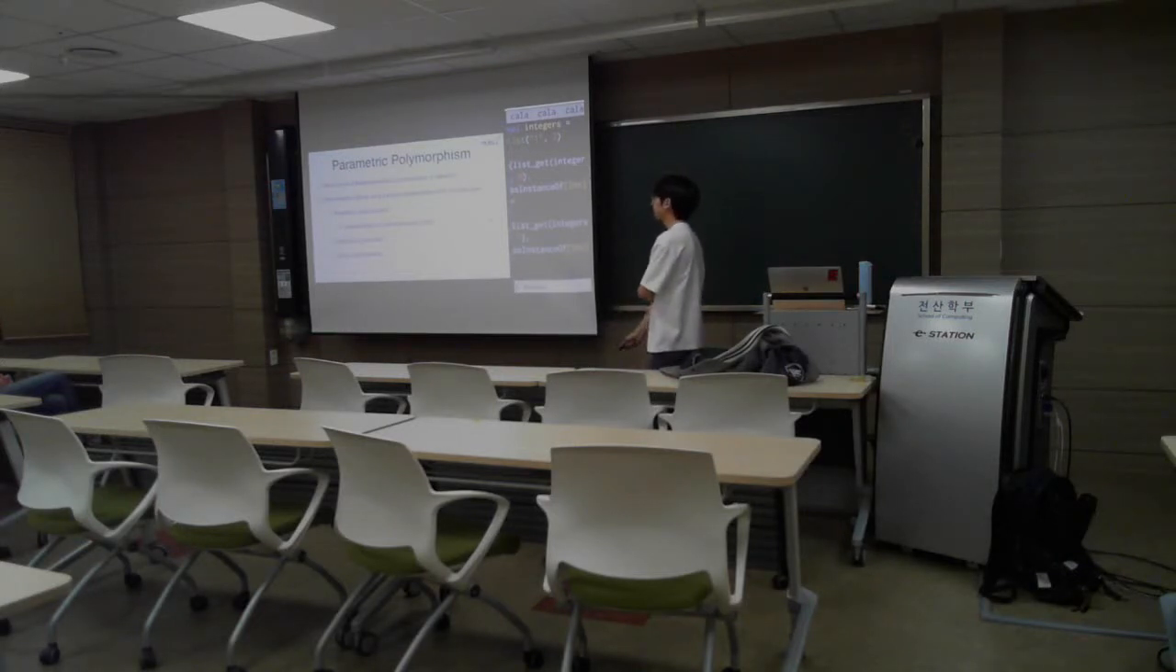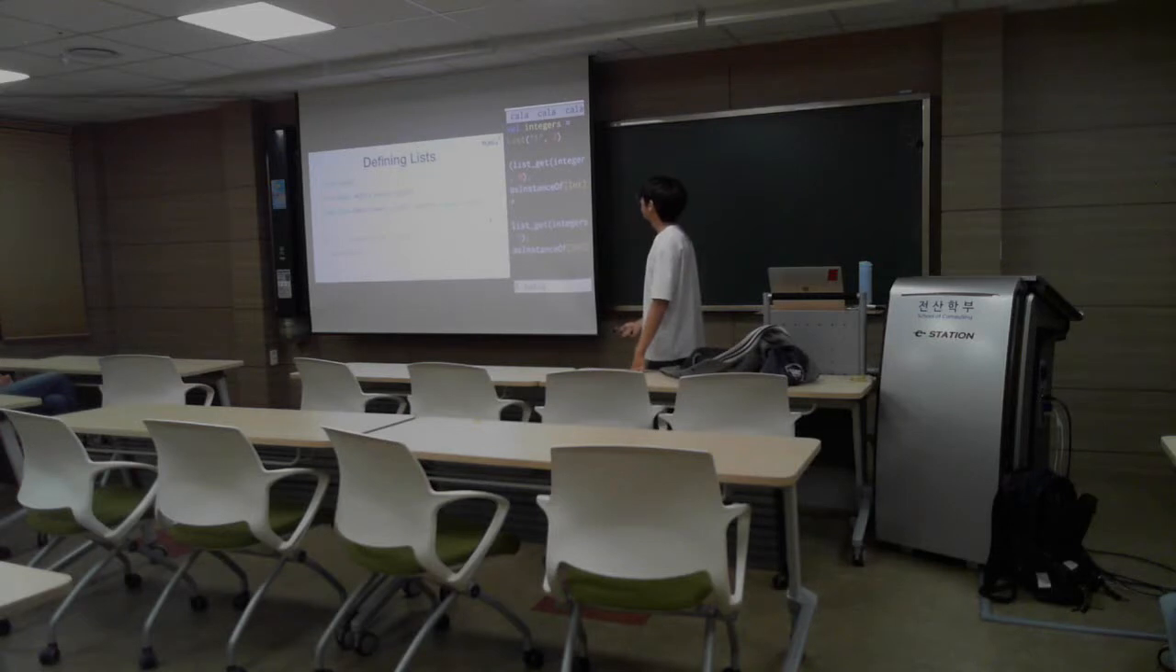So there are multiple kinds of polymorphism, for example, subtype polymorphism and ad hoc polymorphism. However, we call this feature parametric polymorphism because every implementation is parametrized by types. Because it is parametrized, we call it parametric polymorphism. And we will deal with subtype polymorphism in a few slides.